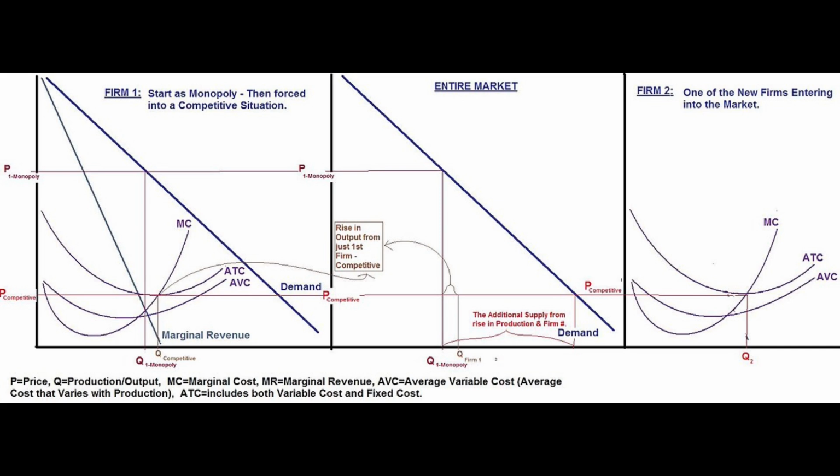Now, for a monopoly to be maintained in the long run, in equilibrium, there must be what are called barriers to entry. That is, something preventing new firms from entering the market. What are the sources of barriers to entry? There are many different types of barriers to entry.